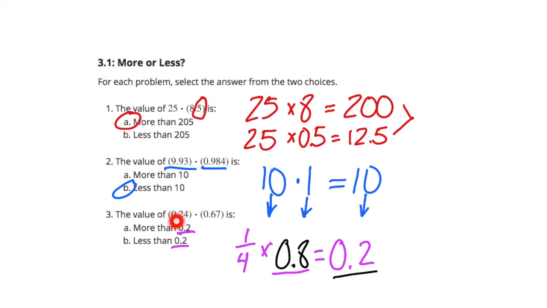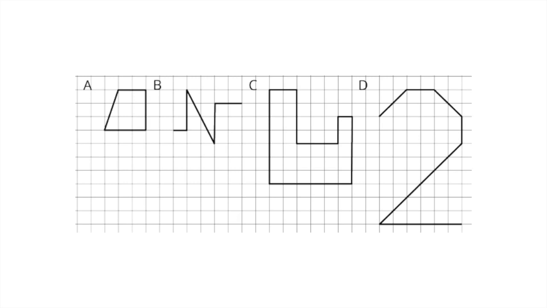If I look back at the original problem, I'm finding almost 1/4 of a smaller amount. So that means my answer would have to be less than 2/10. For the next activity, we're going to be drawing scaled copies of these 4 original images. And it tells you that the first 2 will be using a scale factor of 3. The second 2 will use a scale factor of 1/2.